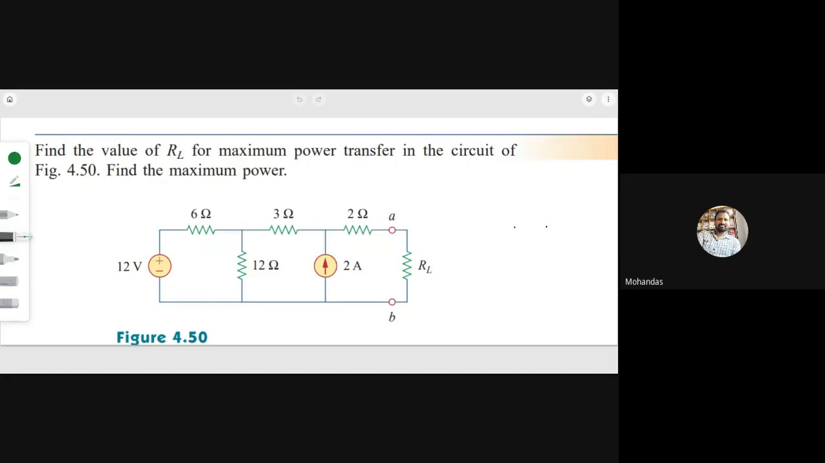Ranjit, are you noting it down, Amma? Yes, sir. Note down this problem.